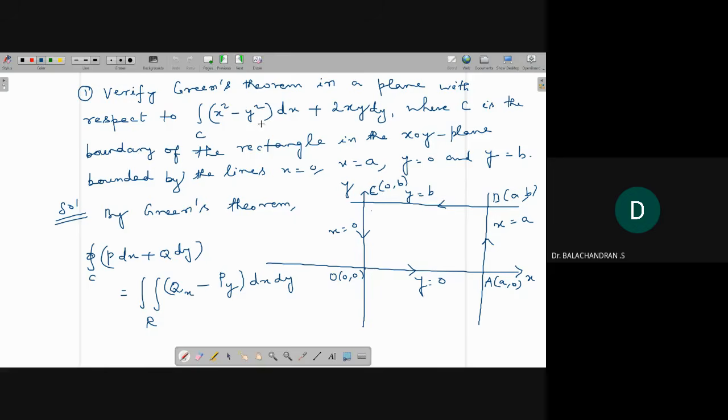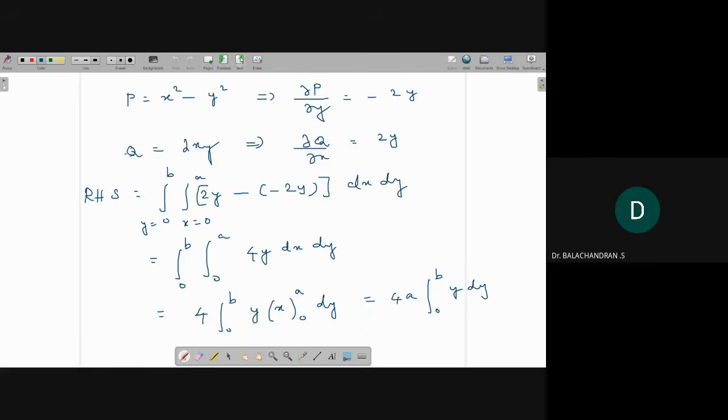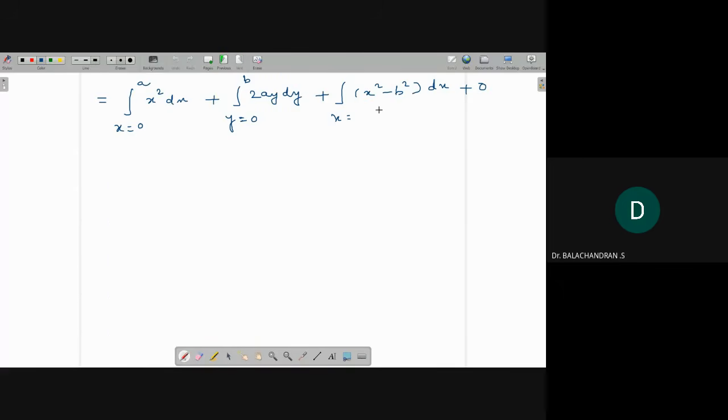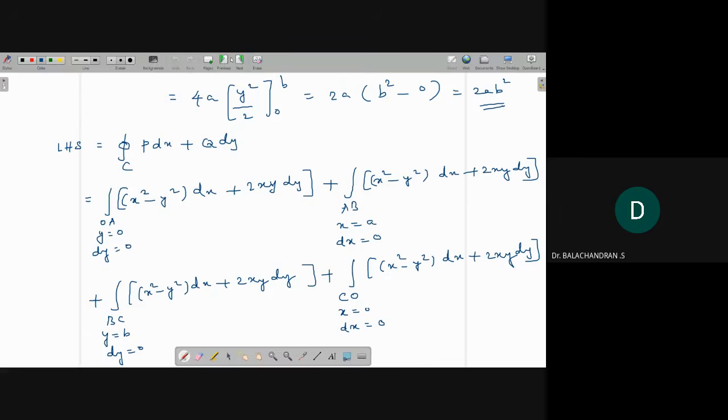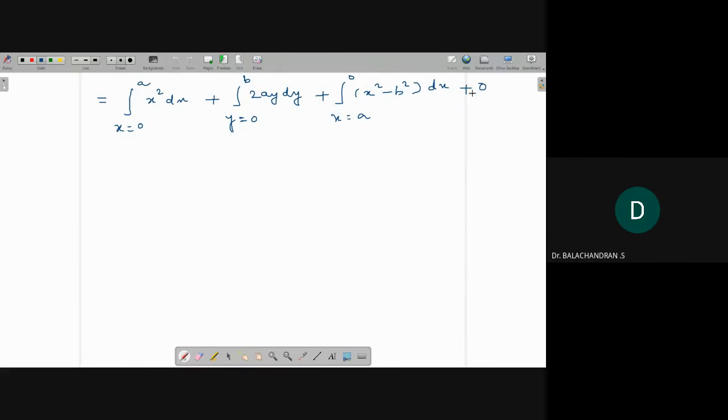Okay, correct. A to 0 is correct. So a to 0. And the last one is x is equal to 0 and dx is equal to 0. So that's why the final integral is 0.